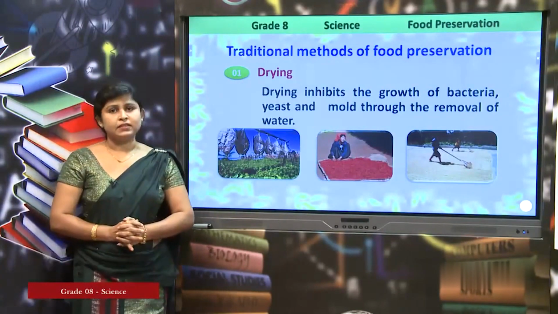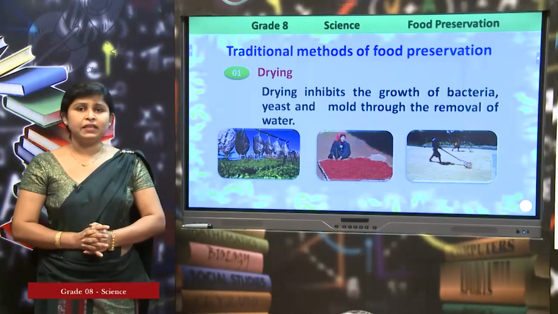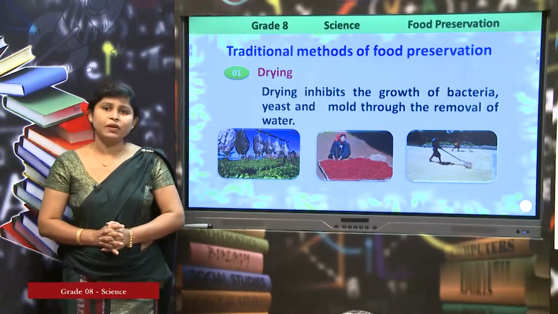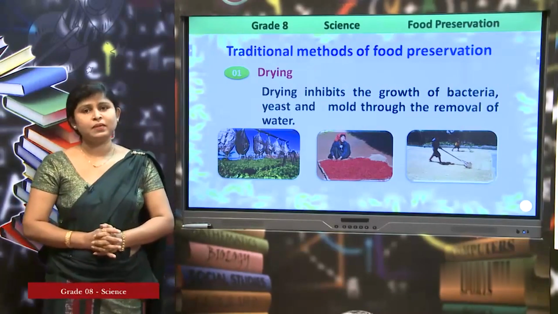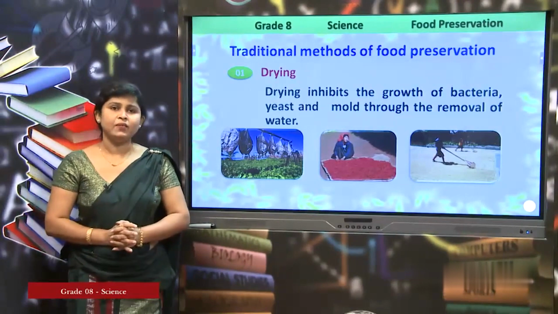Firstly, I have taken the traditional methods of food preservation. First one is drying. Drying inhibits. What do you mean by inhibits? Inhibits means reduces. Drying inhibits the growth of bacteria, yeast and mold through the removal of water. You know, water is contained in the food items. When the water is removed from a food item, it can be preserved for a certain time. So, that is done in drying.